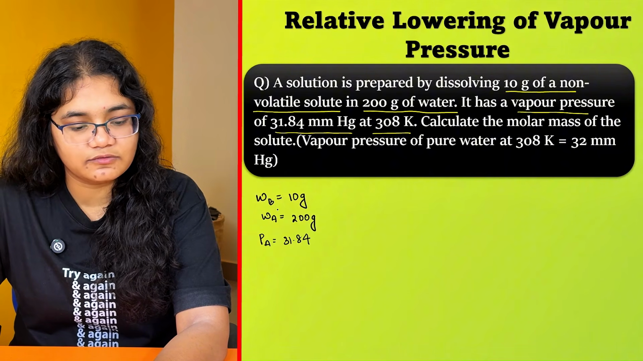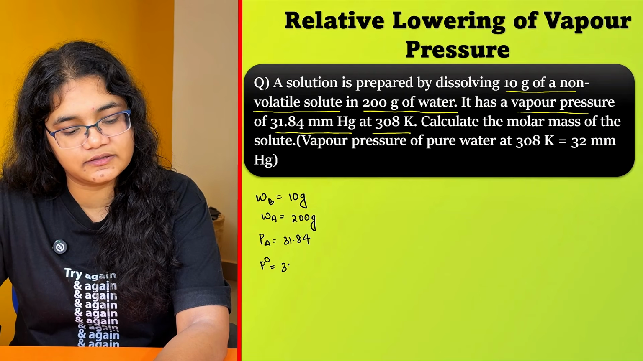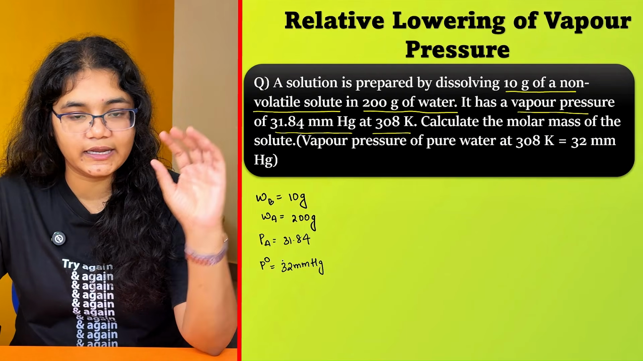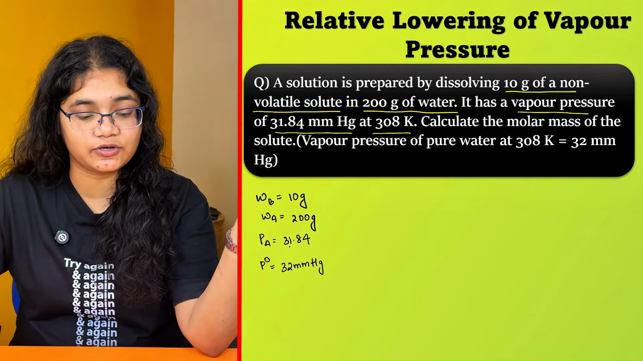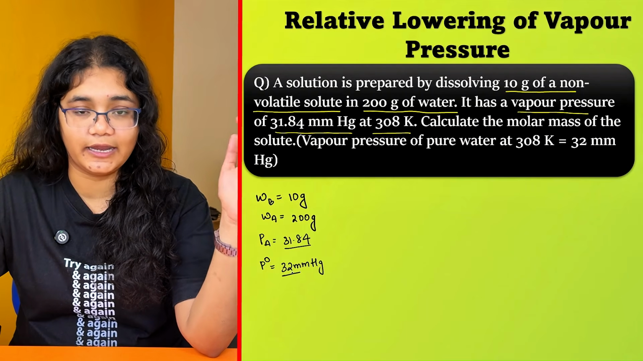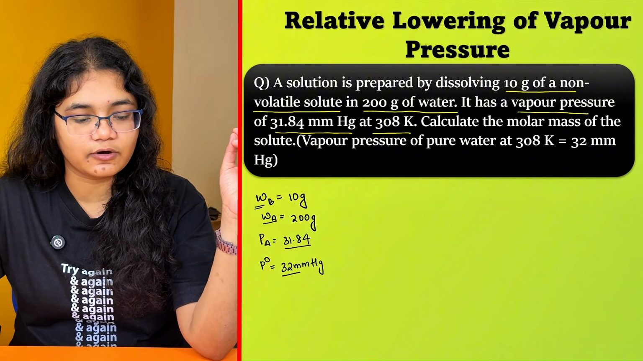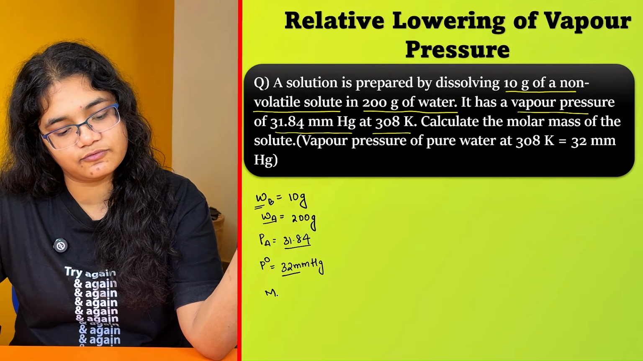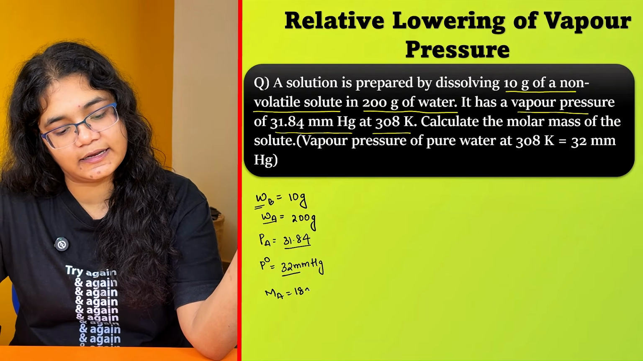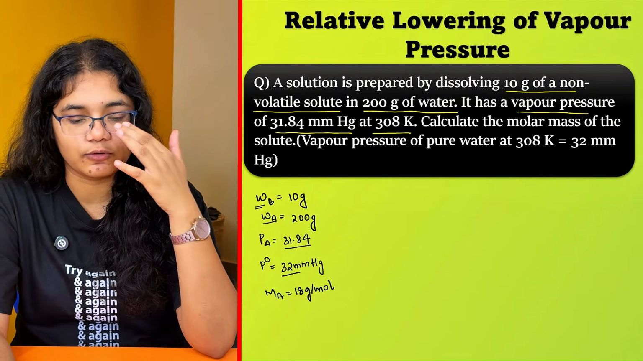Calculate the molar mass of the solute. The vapor pressure of the pure solvent, P0A, is given as 32 mm of Hg. So you can clearly see, when you had only A, pressure was 32. Now when you added a non-volatile solute, the vapor pressure of A decreases to 31.84. So you have to calculate the molar mass of the solute. Clear? Since the solvent is water, the molar mass of the solvent MA is 18 gram per mole. Now let us write the formula.